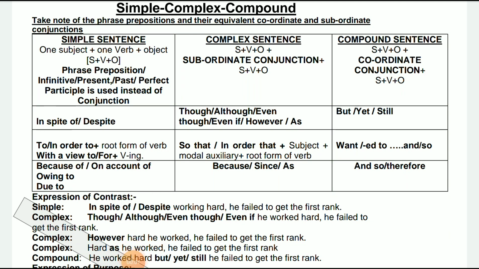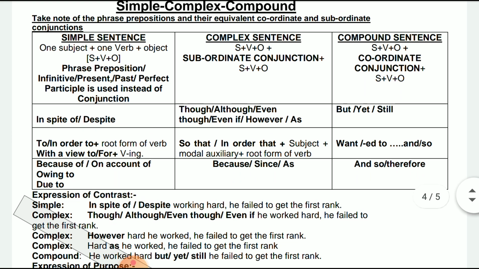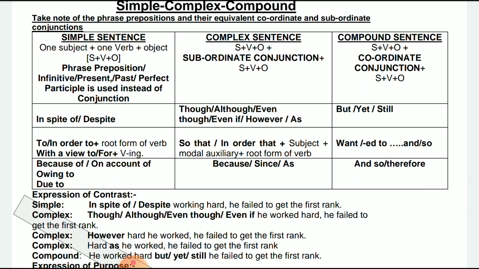Today we shall start with the simple, complex, compound, the way you are supposed to transform the sentences. Now, first, take note of the phrase prepositions and their equivalent coordinate and subordinate conjunctions. As we talked earlier, in a simple sentence, generally there is a phrase preposition, and in a complex sentence, there is a subordinate conjunction, and in place of that, in a compound sentence, there is a coordinate conjunction.